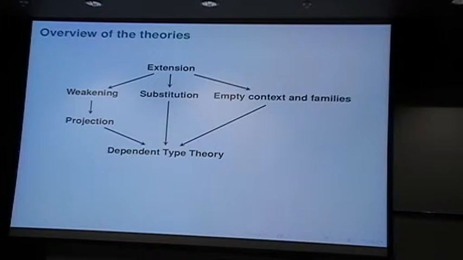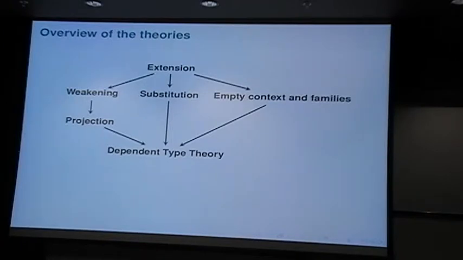Based on the theory of extension, you can formulate three new theories: the theory of weakening, the theory of substitution, and the empty context and the empty families. The last one I'm not going to talk about here because I need to make some choices for a talk. So I will only tell you what the theory of weakening is and what the theory of substitution is. But I do have the slides of empty context and families prepared. So if you have any questions about it at the end of the talk, I can show you them, and then you can ask questions about it.